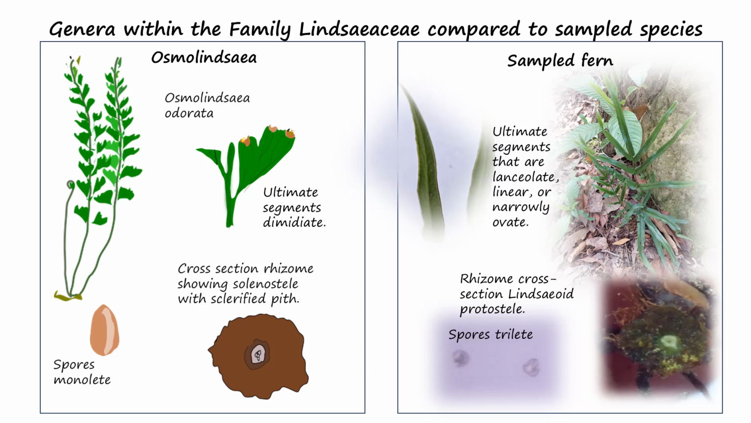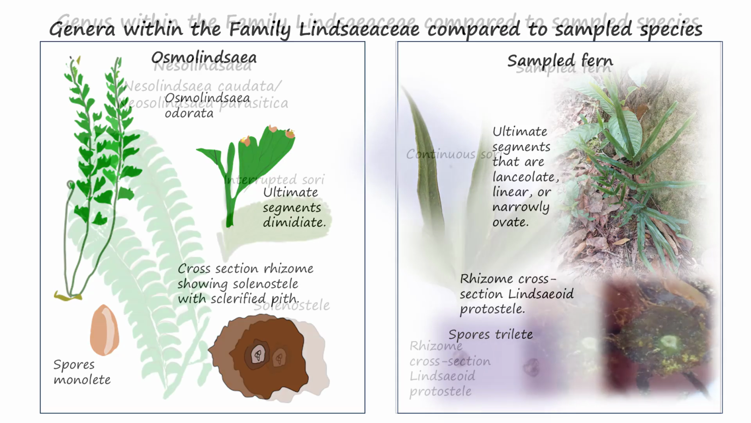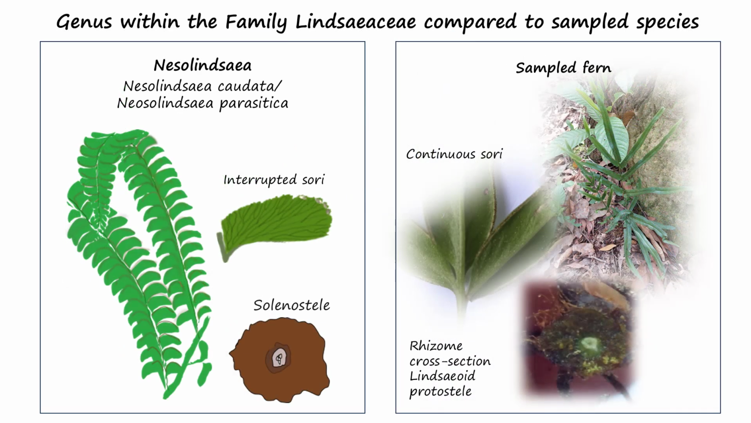The Osmolindsaea genus often has a solenostele with an internal sclerified pith, which helps distinguish it from Lindsaea, which typically has a Lindsaeoid protostele. Additionally, my Lindsaea specimen has trilete spores, although some Lindsaea species do have monolete spores, whereas Osmolindsaea has monolete spores. The Nesolindsaea genus is differentiated from Lindsaea by often having interrupted sori rather than continuous ones, and generally having a vein order of 3 instead of the vein order of 2 as in many Lindsaea.